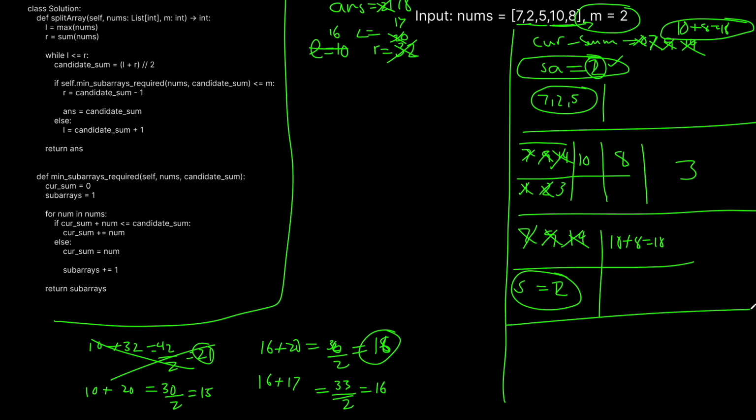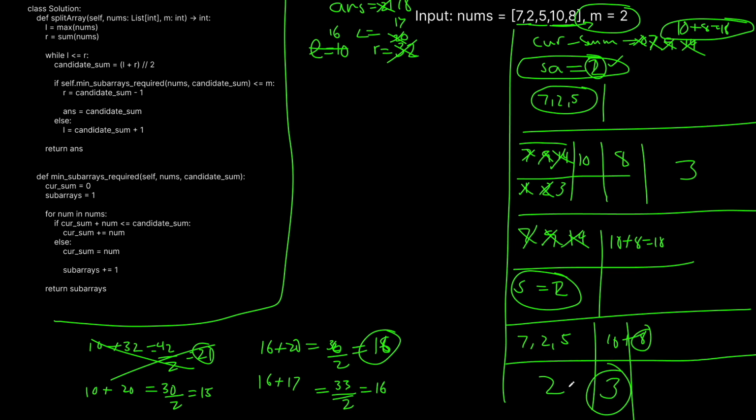And okay, let's try with 16. So we have 7, 2, 5, so that's 14. We try to add the 10. That doesn't work, so that means that we increment our subarray count. So now we have 2. Then we try with the 10. That's fine. Actually, we did that before. We try to add the 8 to it. We can't because it would be too big. So then we increment our count to 3, and the 8 is on its own. So we can see that we return 3 subarrays here, and that's greater than m. So that means that we have to increase our left by 1, so 17.